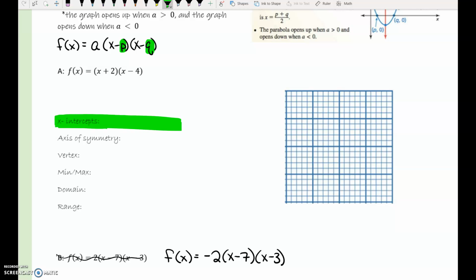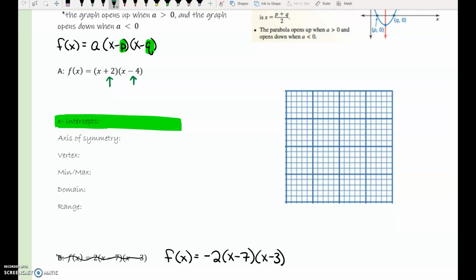What I want you to notice is in that formula it says x minus p, but then positive p is the intercept. x minus q, but then positive q is the intercept. So basically take the opposite of the numbers in the parentheses, and those are your x-intercepts. So in this example, our x-intercepts come from here and here. Anyone want to take a guess what the intercepts are?